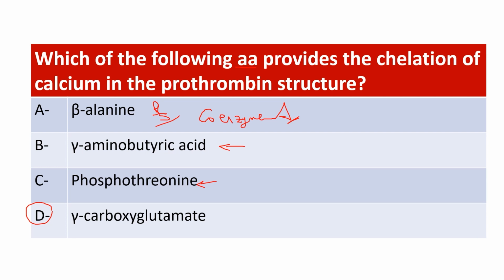The amino acid that enables the chelation, the binding of calcium in the prothrombin structure, is gamma-carboxyglutamate. Its abbreviation is GLA. This specifically modified amino acid is formed by a vitamin K dependent reaction and plays an important role in the blood clotting process by interacting with calcium ions. The correct answer among the options in the question is gamma-carboxyglutamate, option D.